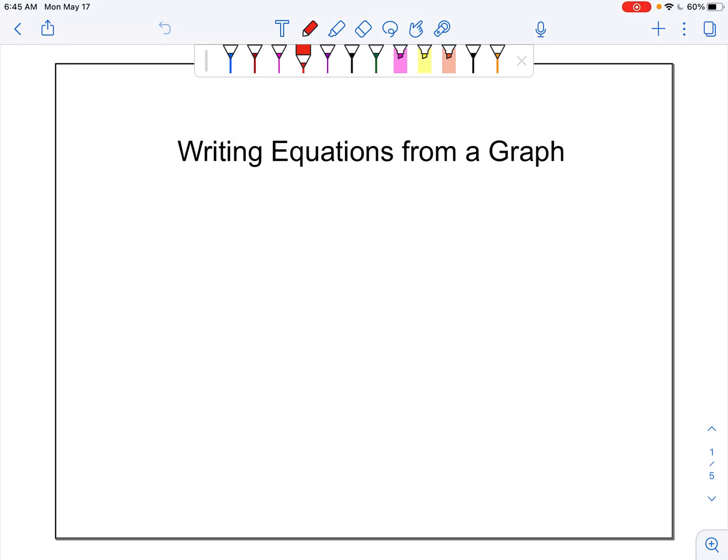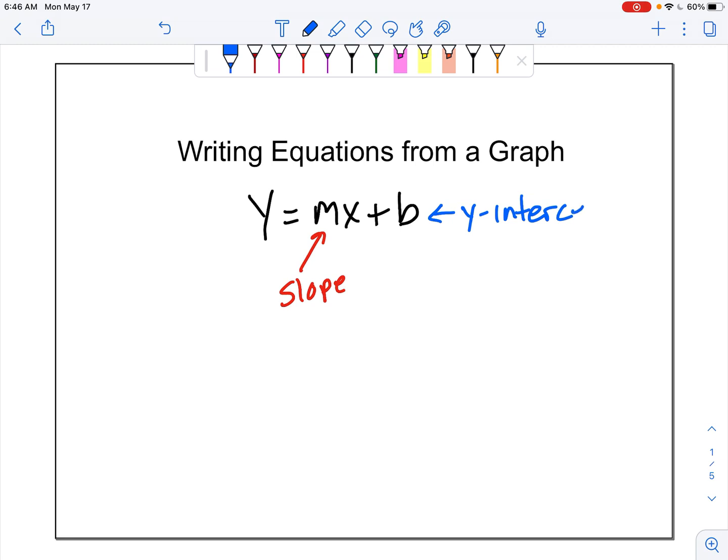Today's video is going to be writing equations from a graph. The equation that we're going to be using is slope-intercept form, and it is y equals mx plus b. M is your slope, and we've been finding slope for the last couple of days. And then the b is the y-intercept, so where it crosses the y-axis.